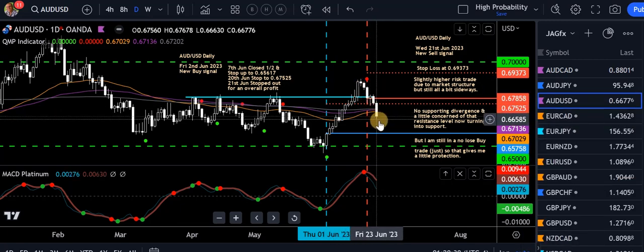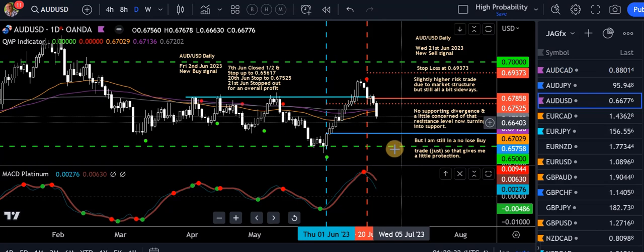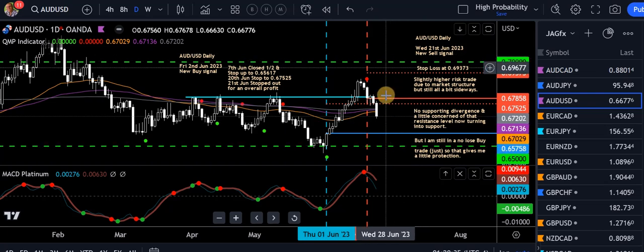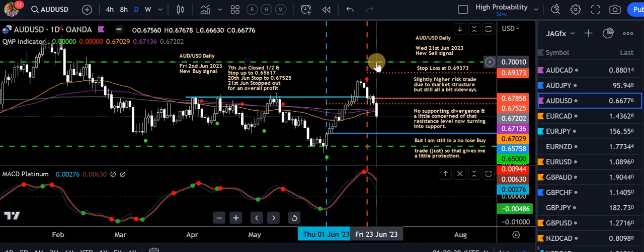So it's the Aussie USD. These green dash lines are just big numbers. In this case, it's the 65 cent level and the 70 cent level. They're just big numbers on the Aussie.